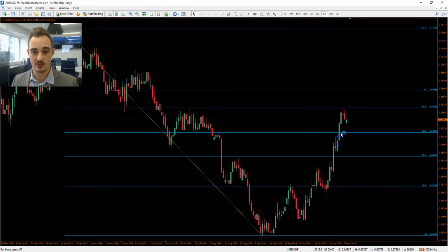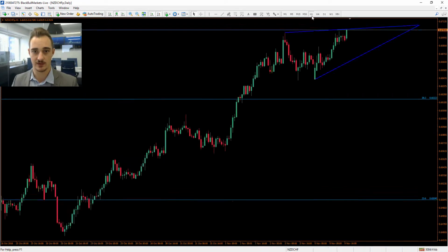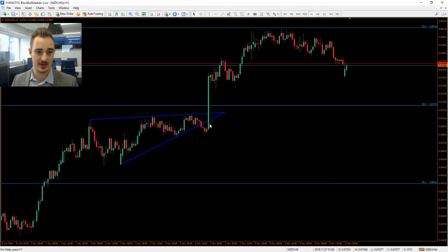This has now finally moved up. We had that little pattern. Before I delete that, I'll show you here on the 1-hourly. You can see we had that nice little pattern, a false breakout, but it did make this big candle.